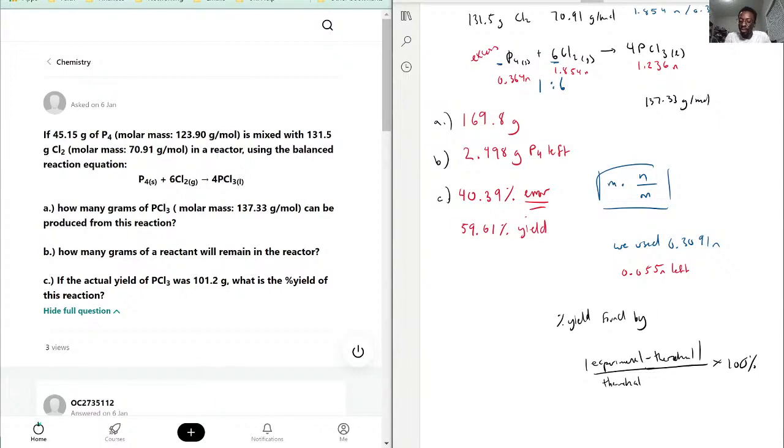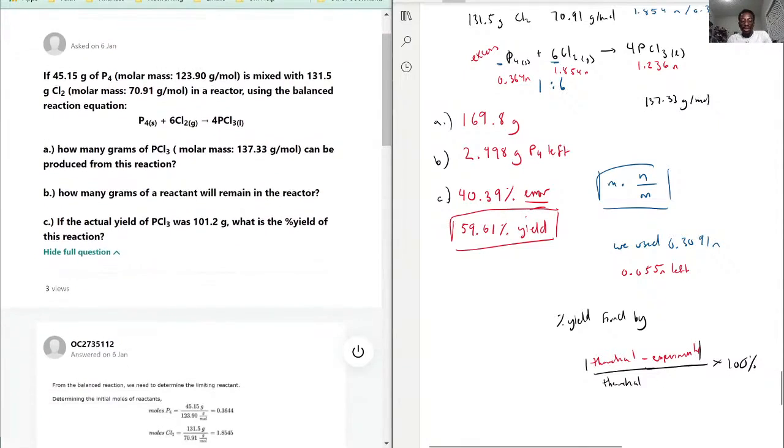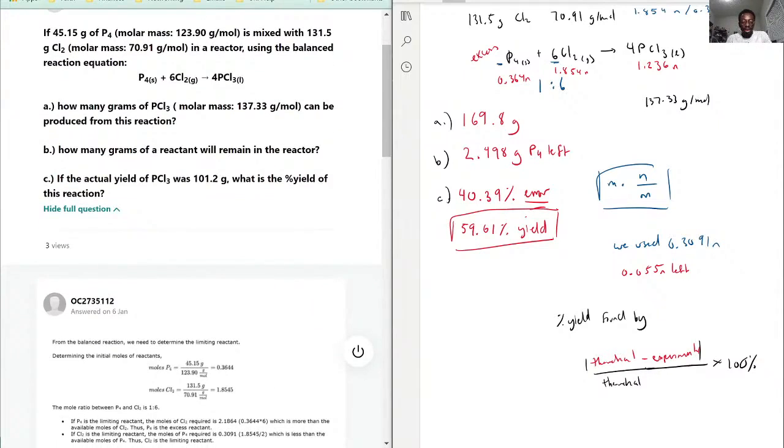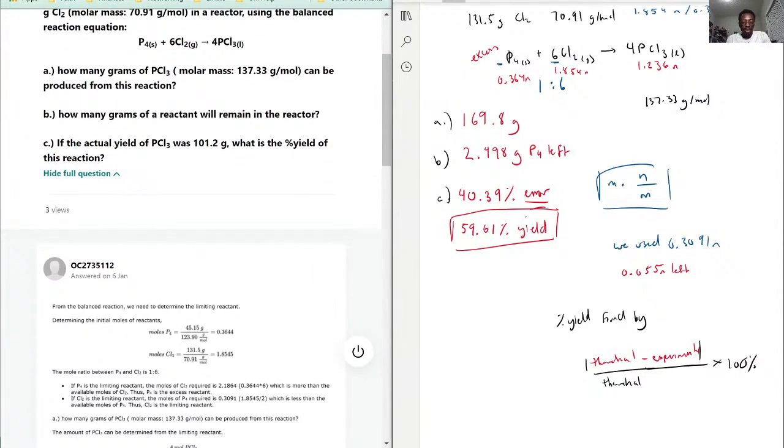So percent yield is found by experimental. Well, it's going to be theoretical then minus experimental. So let's flip these around. Minus experimental. So that is what we're going to have for C. So just make sure this is going to be the yield. The one above was the error, because that's how much room there was in terms of what we had gotten wrong. So let's see how we did here.